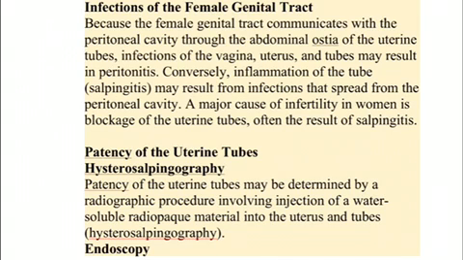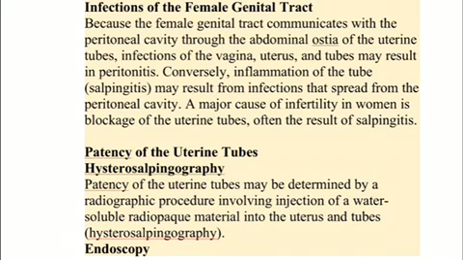Let me talk about infections of the female genital tract, because the female genital tract communicates with the peritoneal cavity through the abdominal ostium of the uterine tubes. You could have infections of the vagina, uterus, and uterine tubes. Such infections can result in peritonitis because of this communication with the peritoneal cavity.